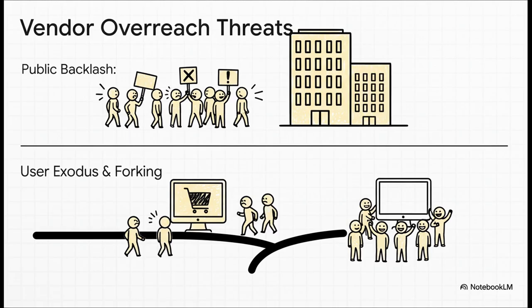First, you get public backlash from a community that can actually read the code and understand the implications. Second, and maybe more importantly, users can just leave. They can switch to a different Linux distribution. Or developers can fork the code. That is, they can copy the entire source code and create a brand new version without the feature they don't like. That kind of power, well, it keeps vendors honest.